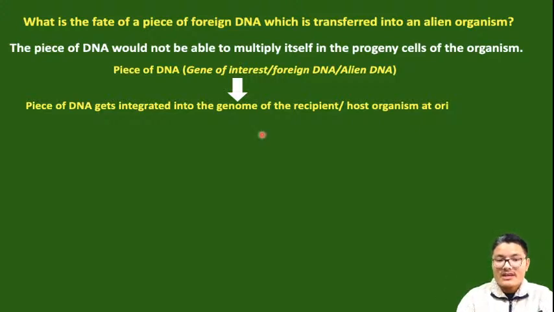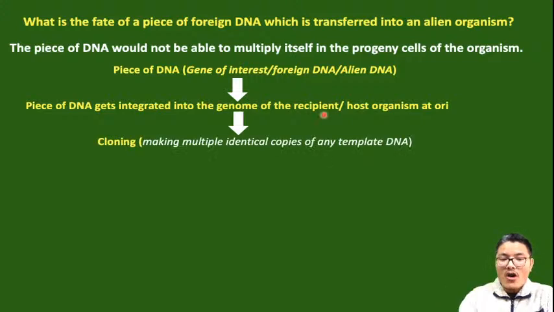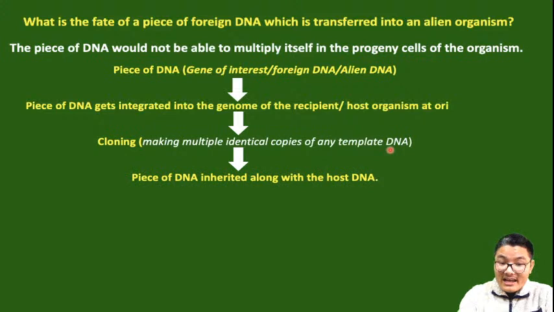So here what we have to understand is that a piece of gene, called the desirable gene or gene of interest or foreign DNA or alien DNA, should join with the genome of the host organism, particularly at the ori site. And in a way, multiplication or cloning of the gene of interest occurs. Cloning here is making multiple copies of the same desired DNA. So this is what we can say. And that piece of DNA can be inherited along with the host cell DNA.